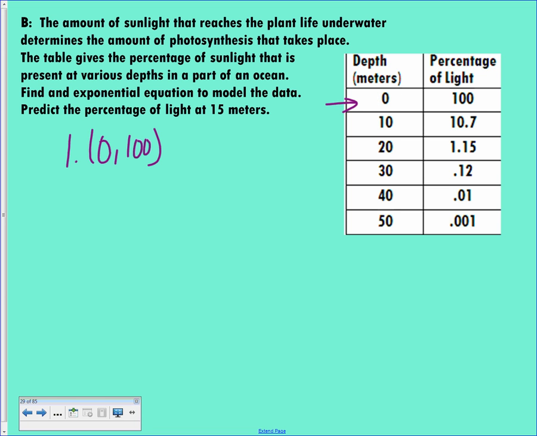To get a more accurate one, you should pick one that isn't right next to it, so don't pick 10. So I'll pick the next set of data, which would be the ordered pair 21, 15.